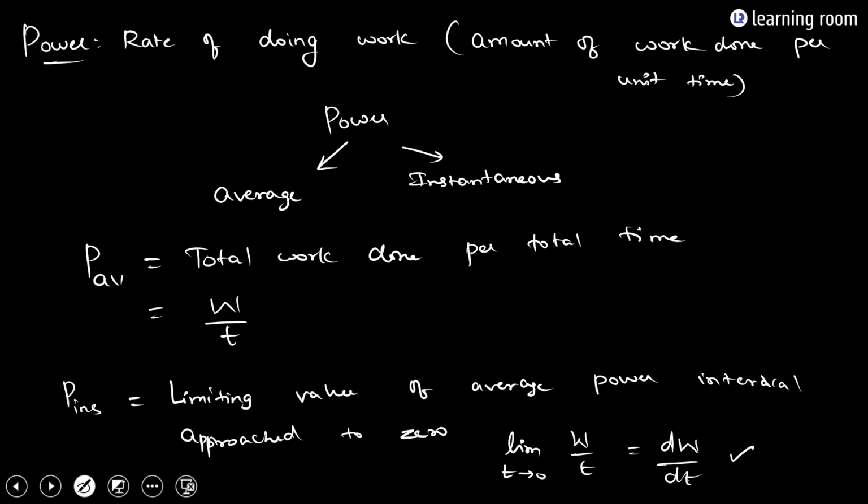So whenever you want to calculate the average power, what are we supposed to do? You need to calculate the total work, total time, and divide both. When you want to calculate the instantaneous power, differentiate the work done with respect to time. Right.